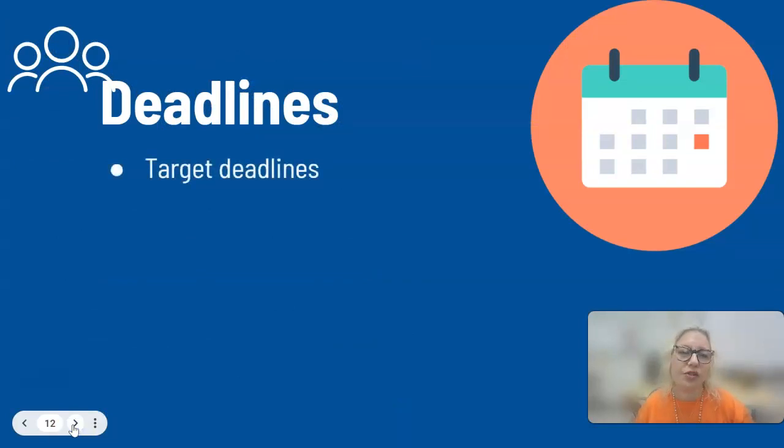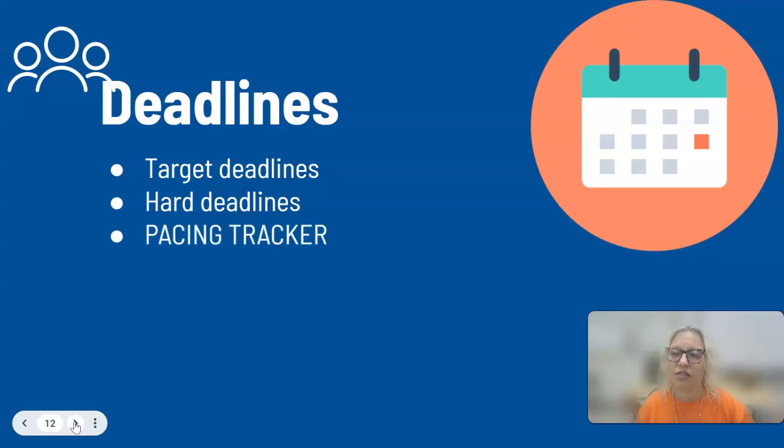Well, first of all, we have two different kinds of deadlines. We have target deadlines and hard deadlines. Target deadlines are suggested, and if you stay on pace, that means you'll be meeting the deadlines according to that target deadline guideline. Hard deadlines are absolutes. At a hard deadline, you can't turn in anything afterwards. So that is the key difference.